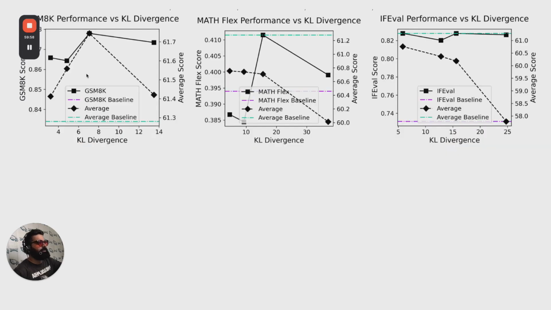This was an interesting set of charts that show the KL divergence increase leads to a loss in performance on average, and in some cases a loss in target performance as well. So GSM-8K performance decreases, math performance decreases, IF eval performance actually kind of stays the same, but in every case the average score drops as the model diverges from the reference model.